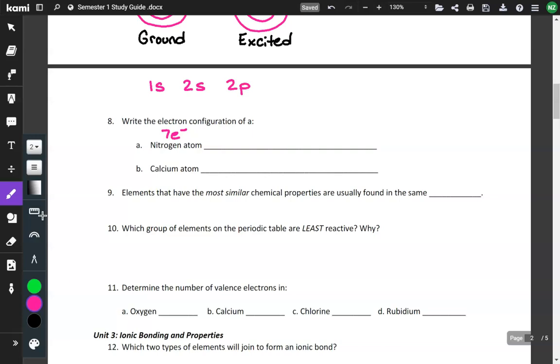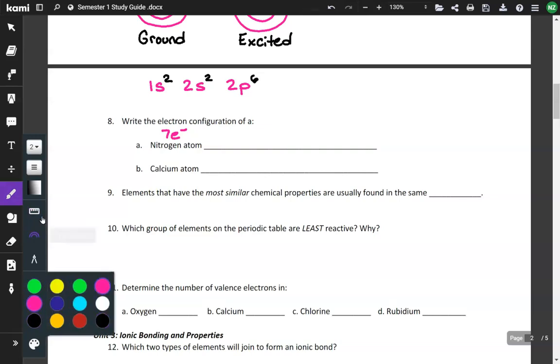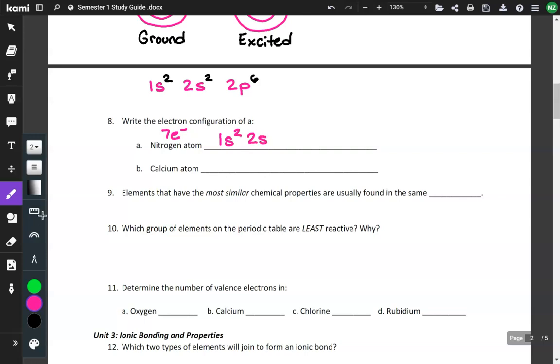S will hold 2. P will hold up to 6. So nitrogen has 7. So 1s, I can put 2 there. Then we go to the 2s. That'll hold 2. And I have 3 electrons left. So it is going to be 2p3. I only need 3 there. 6 is too big.